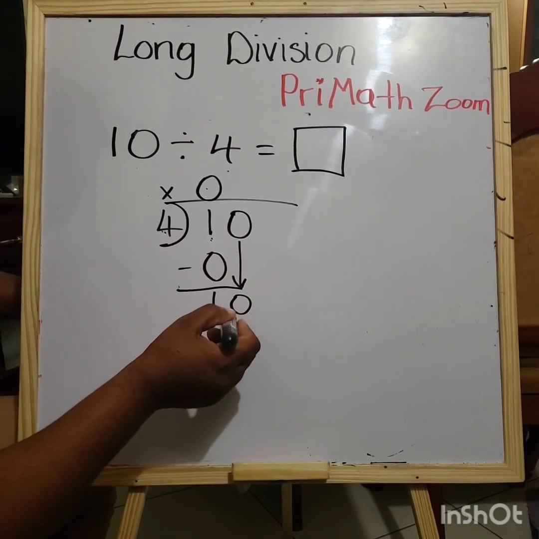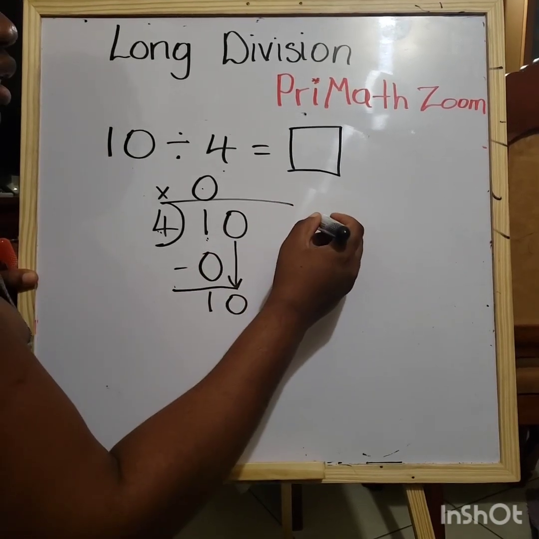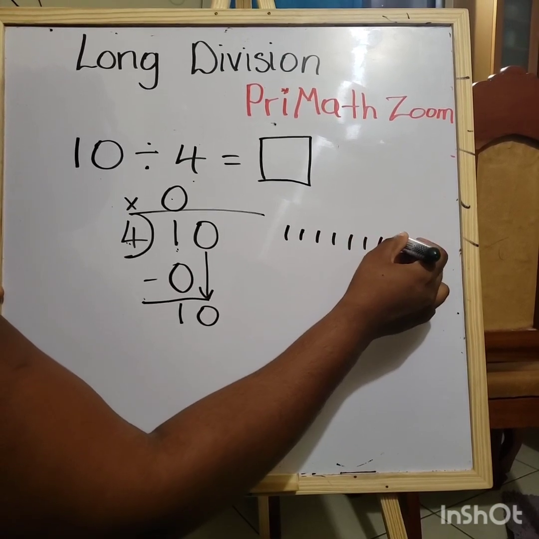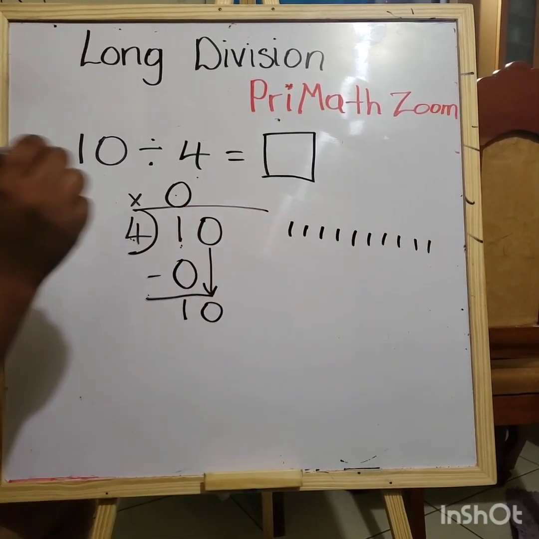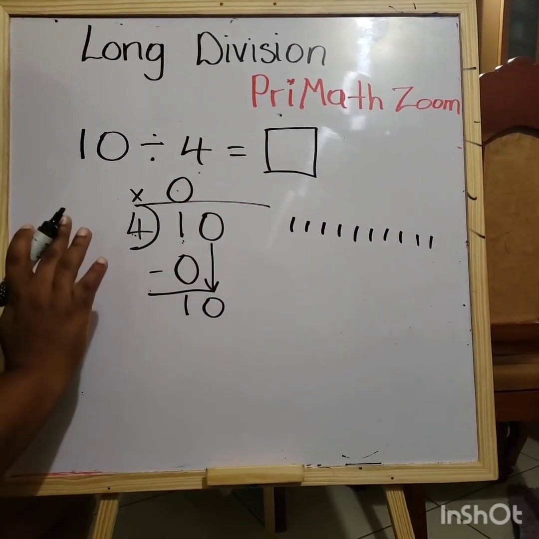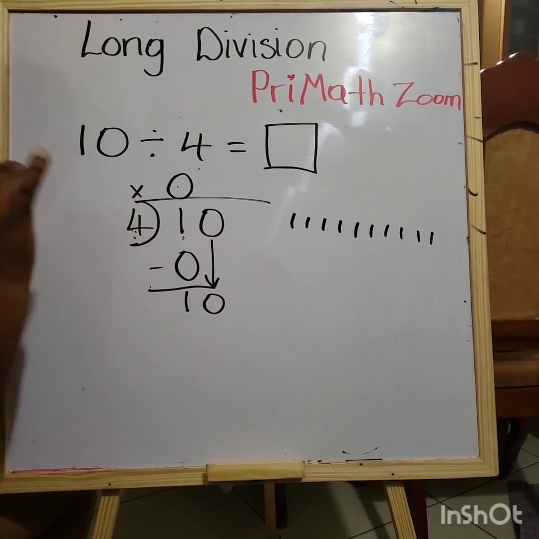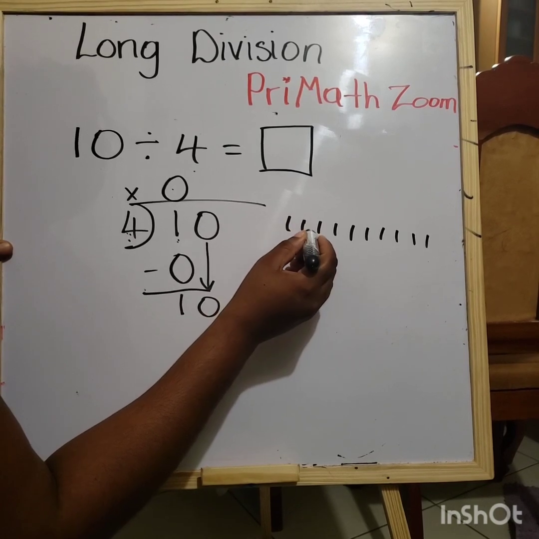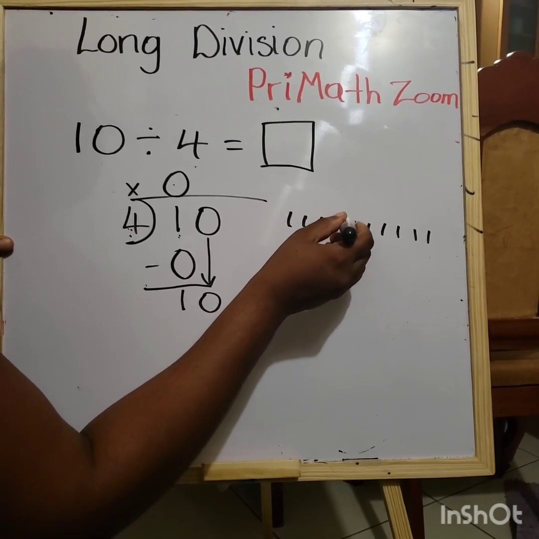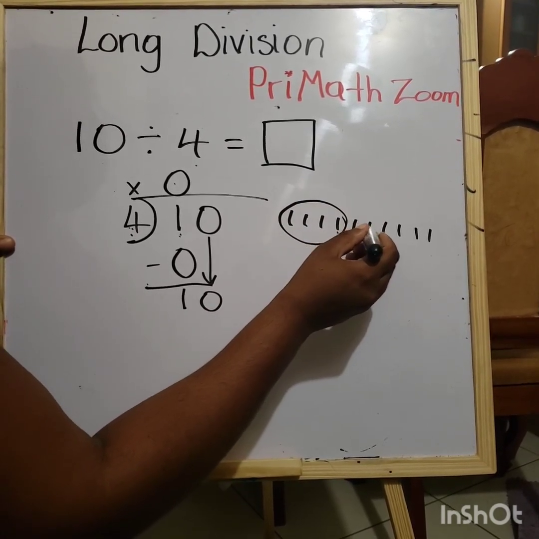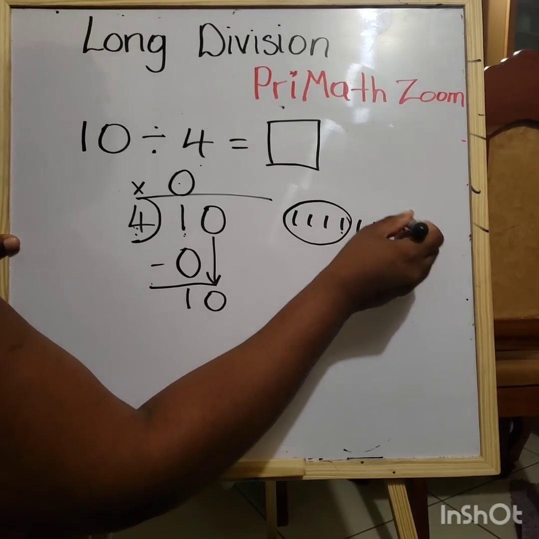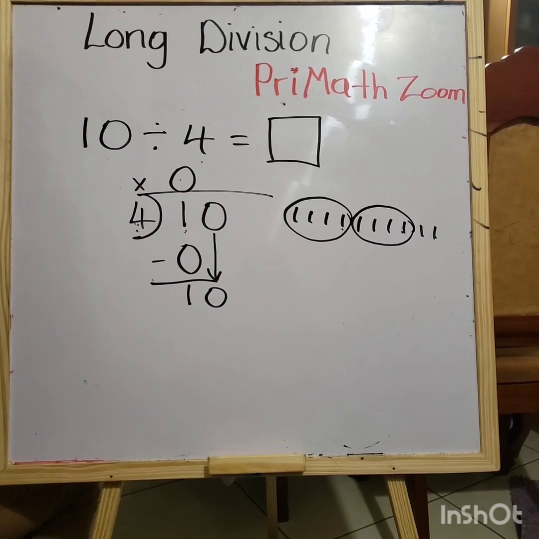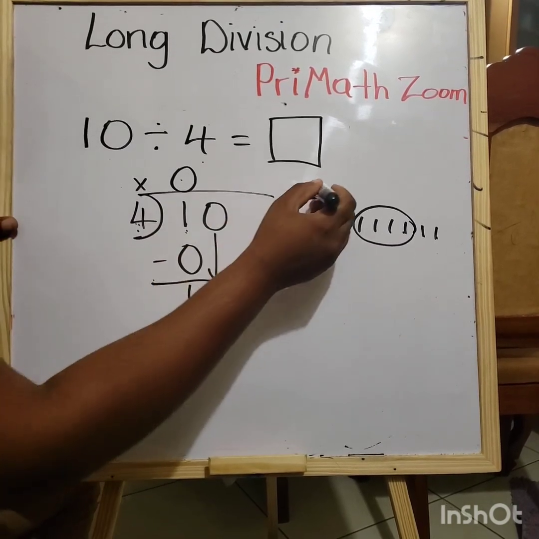4 into 10. Let's check. Let's do 10 things. 1, 2, 3, 4, 5, 6, 7, 8, 9, 10. And what we need to find out here is how many equal groups of 4 we can get from 10. So let's count off and circle. 1, 2, 3, 4. 1, 2, 3, 4. 1, 2. So we cannot get another group of 4.